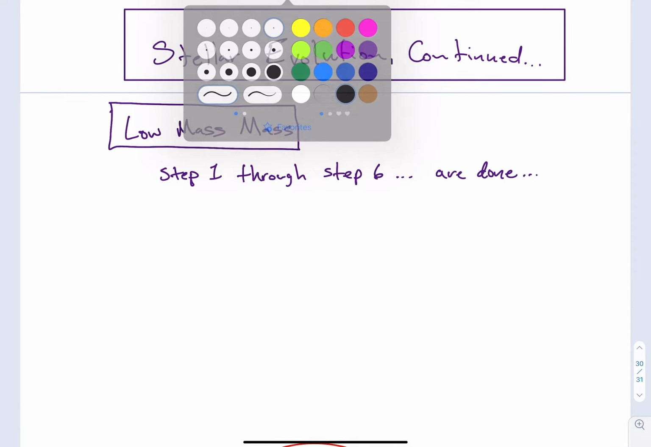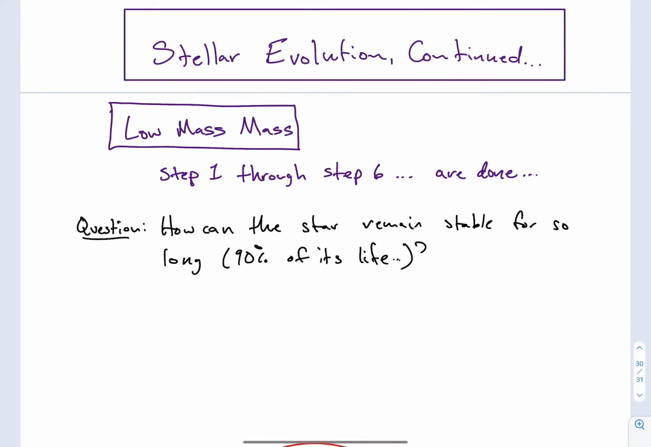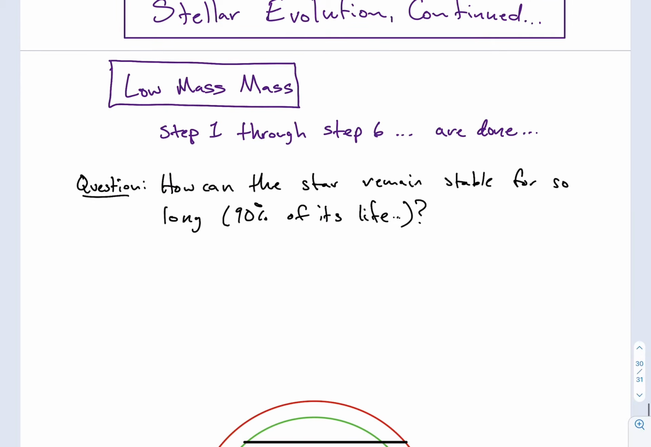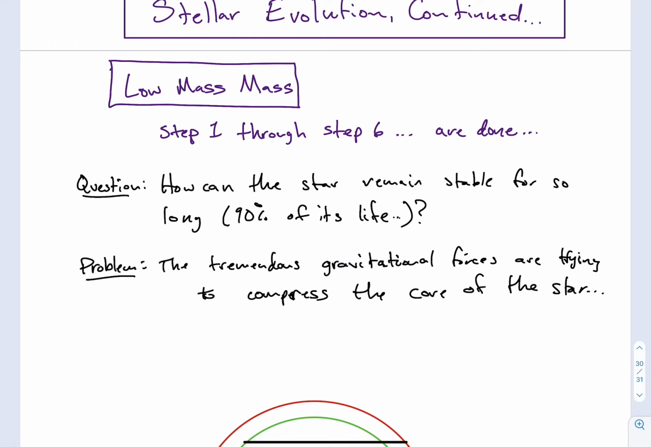So we might ask that question. How can the star remain stable for so long? Remember, that was 90% of its life. And I guess the problem is the tremendous gravitational forces are trying to compress the core. So there has to be something countering that.